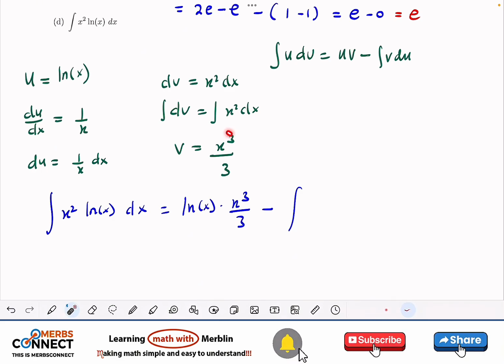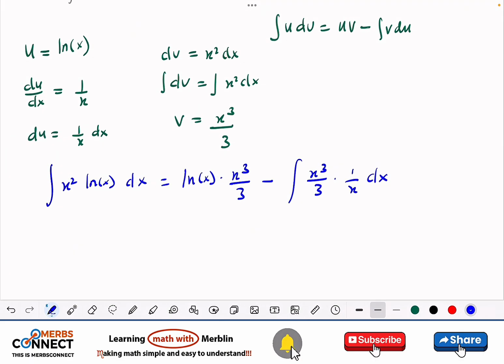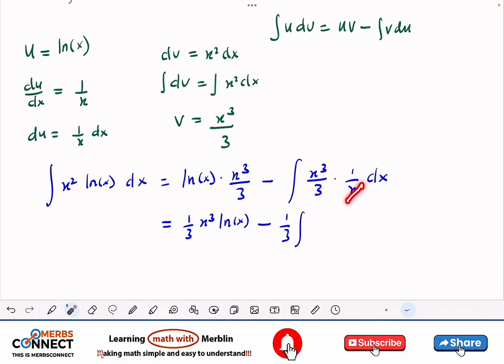now what is my v now? This is my v, right? So I'm going to have x to the power 3 divided by 3 times, what is my du here? So times 1 over x dx. Let's try and simplify. This is going to give us 1 over 3 x to the power 3 natural log of x minus, here I can factor the 1 over 3 out. So I'm going to have minus 1 over 3 out. And guess what? One of the x will cancel one of the x here. So this one will be left with x squared dx.